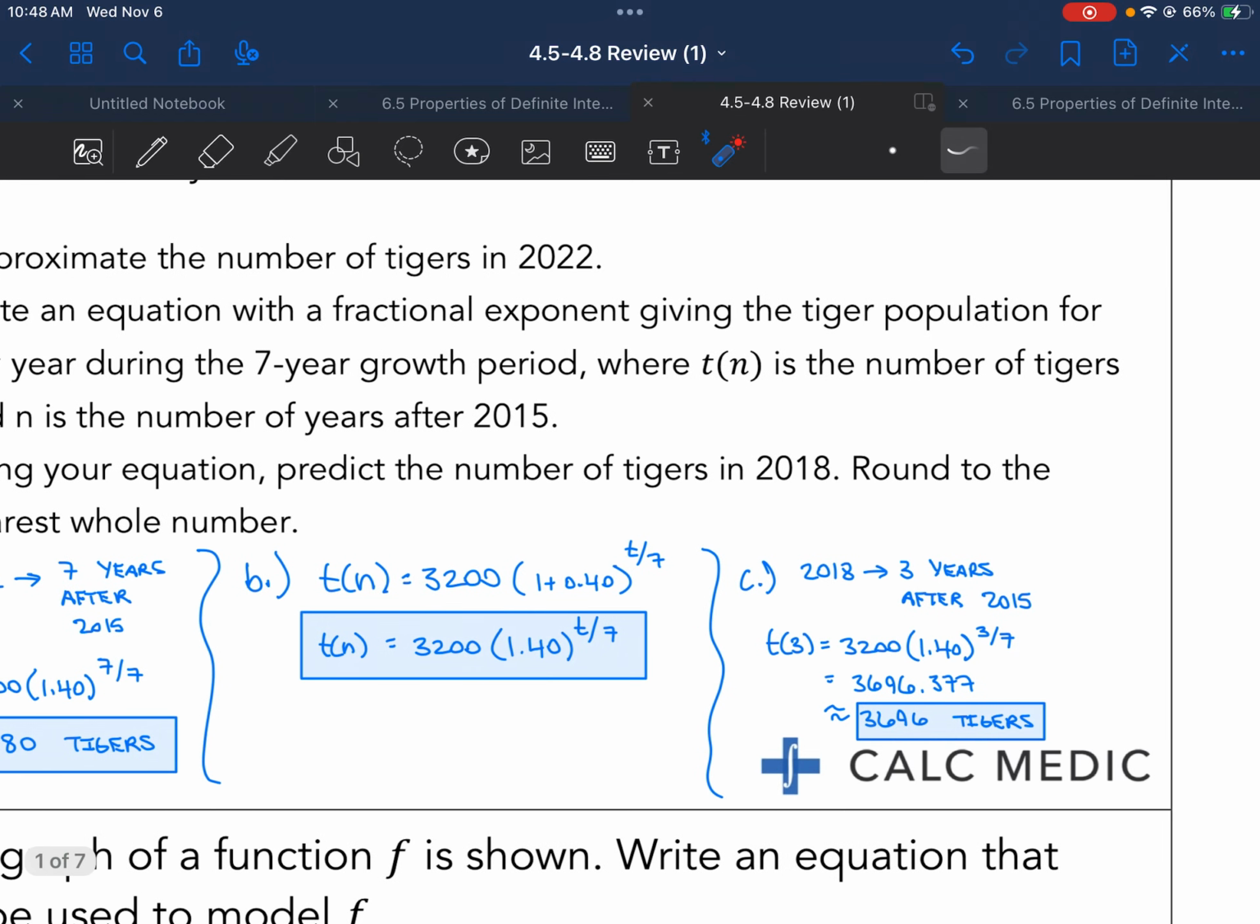And then same deal in part C. Now you're trying to predict the number of tigers in 2018. 2018 is 3 years after 2015. So plug in a 3 to your equation from part B, and you get approximately 3,696 tigers.